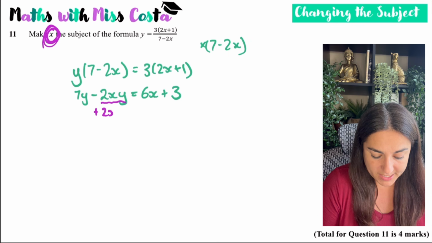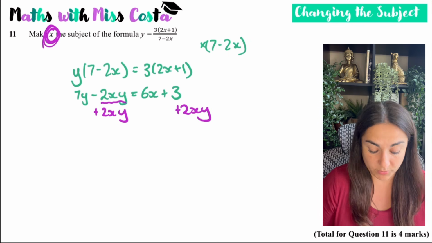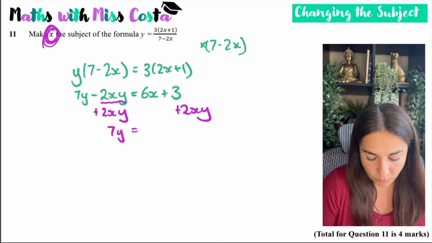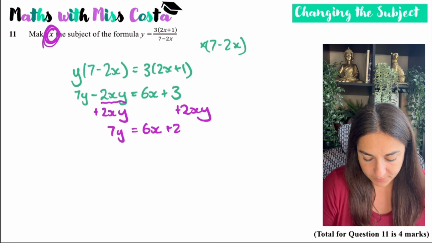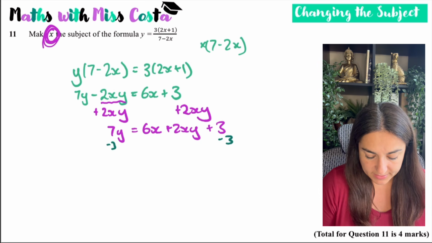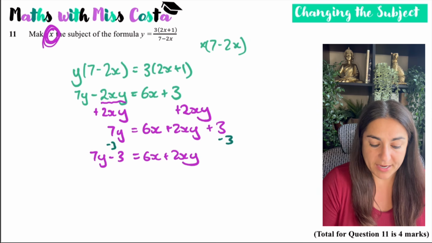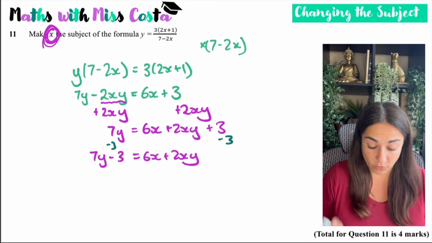I'm going to remain calm and just do what I need to get all of the x terms onto the same side. So 7y is 6x plus 2xy, and then I've still got the plus 3 here. What I can do next is get rid of that 3. So I've got 7y minus 3 equals 6x plus 2xy. So now I have all of my x terms on the same side.